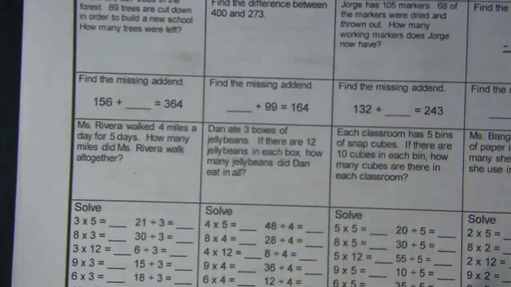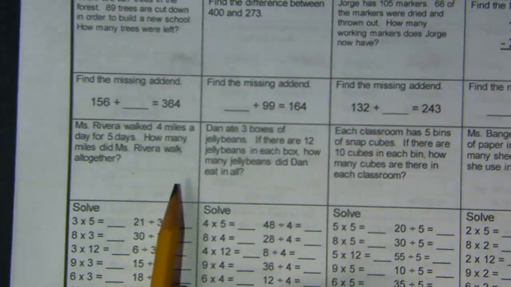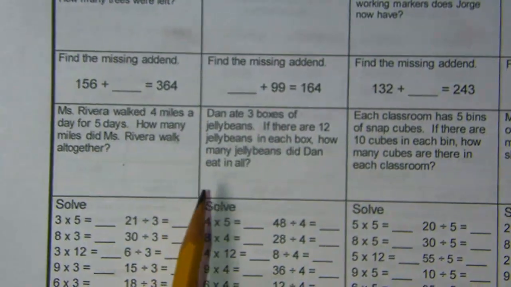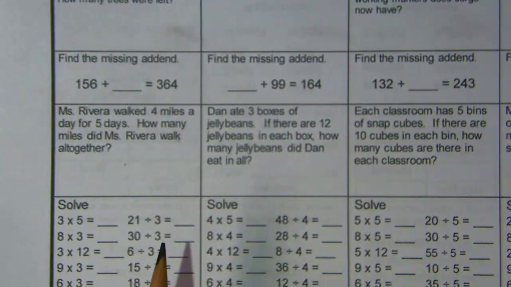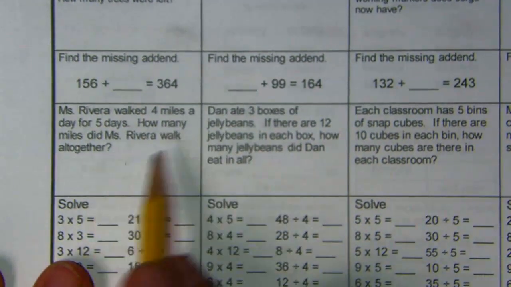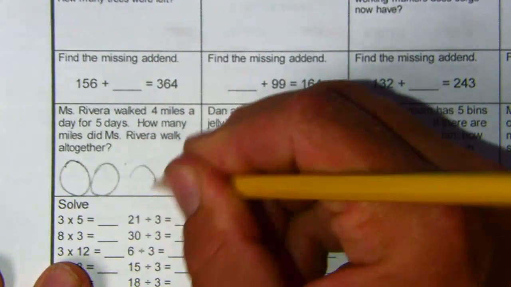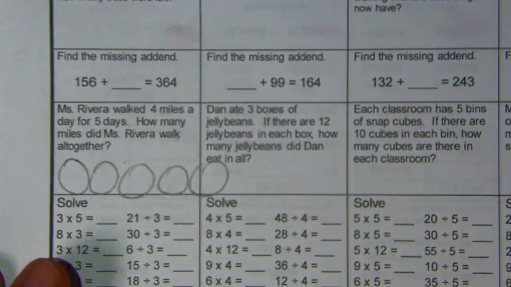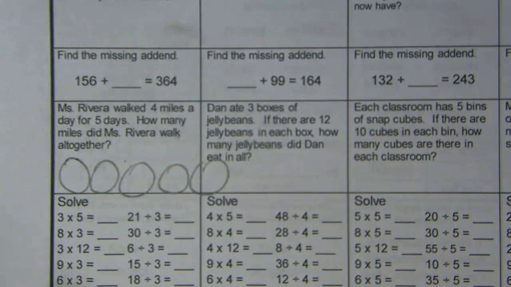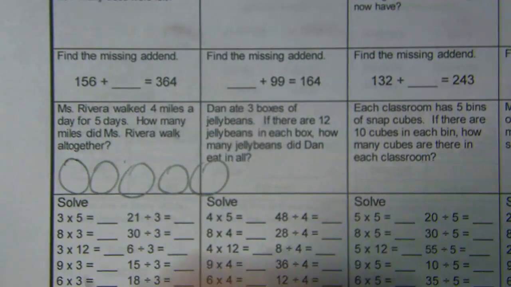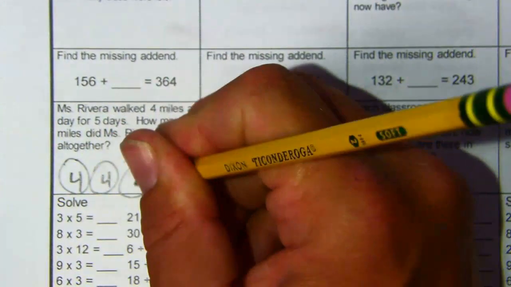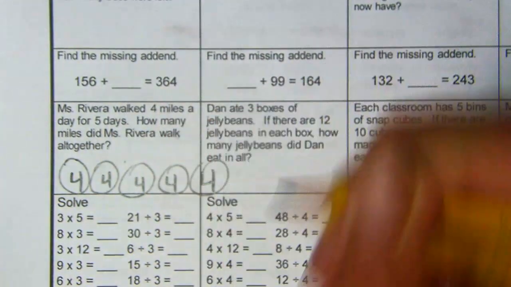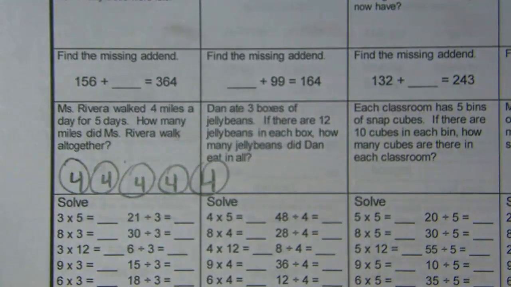Okay, so we're looking at Mrs. Rivera walked 4 miles a day for 5 days. How many miles did Mrs. Rivera walk altogether? So 4 miles a day for 5 days. So each circle is going to be a day. And then we're going to put the number 4 in each one of the circles to represent the 4 miles that are done in 5 days.